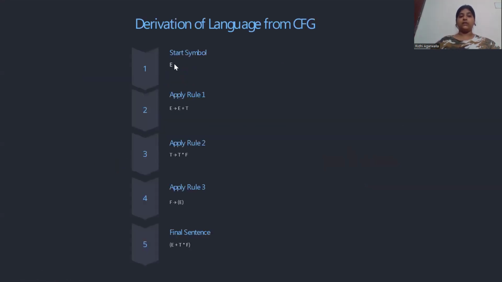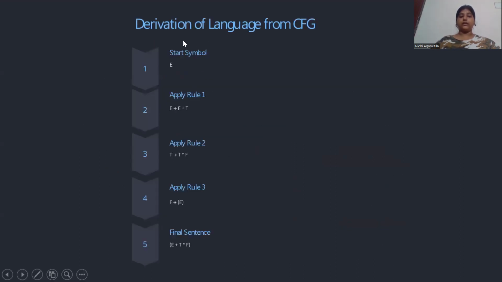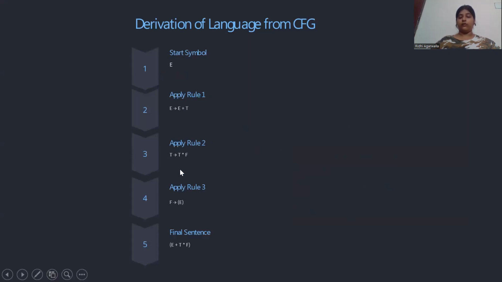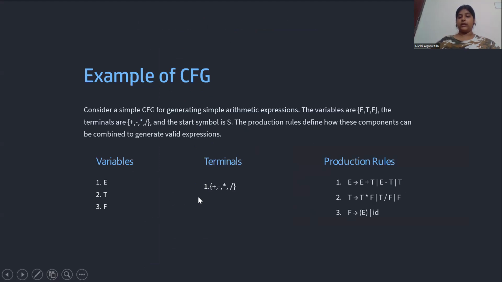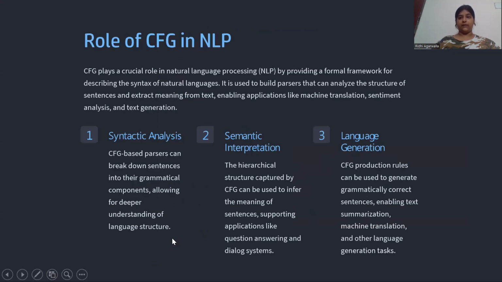Then here it's the derivation of context-free grammar which can be seen. So here it's the start symbol E, applying the rule 1, it gets E plus T, and then it applies the rule 2, which gets T multiplied by F, and then applying the rule 3, it gets F tends to E. And the final sentence became E plus T multiplied by F.